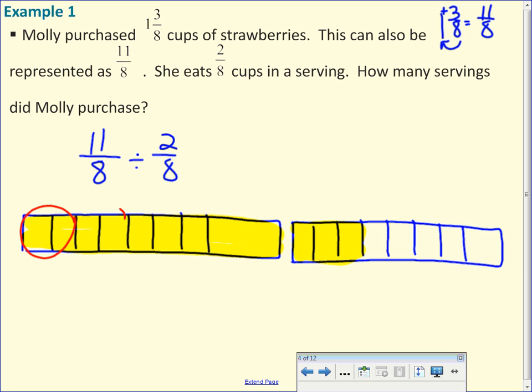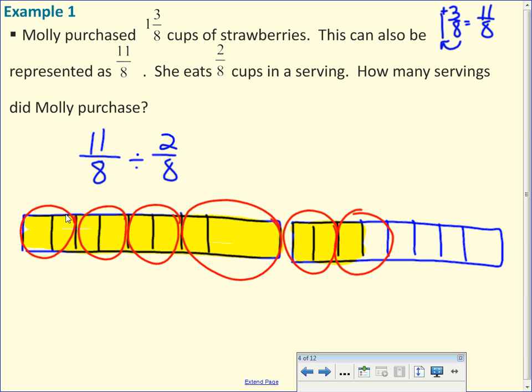Here is 2/8, 2/8, 2/8, 2/8, 2/8. I did not finish circling all of my shaded areas. So because I didn't finish circling all my shaded areas, I need another group of 2 to include that last shaded area. So how many whole groups of 2 did I make? 1, 2, 3, 4, 5. I made 5 whole groups, and in my last group of 2, what do I have? A half. So she is able to make 5 1/2 servings.